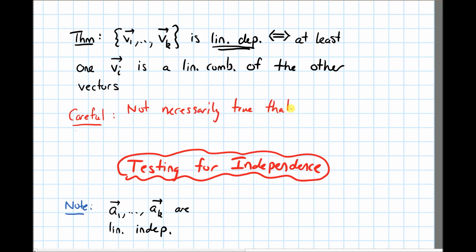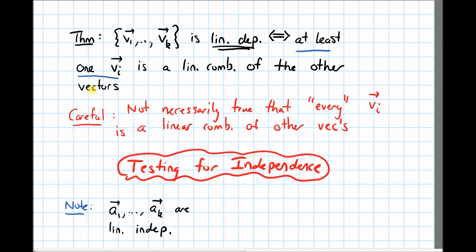is that it is not necessarily true that every vector vi in the set is a linear combination of the other vectors. This statement just says at least one vi is a linear combination of the others, but it doesn't specify which one has to be the linear combination of the others. So be really careful about that.